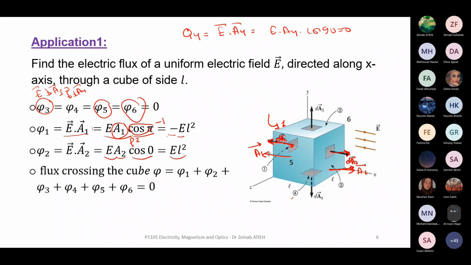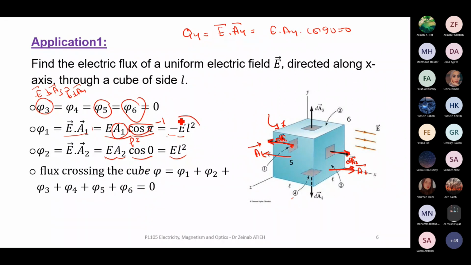Here in our case we get 0. Why do we get 0? Well, I will explain why in the coming slides, but I have to tell you something: lines of field were entering through surface 1, and the same amount of lines of field were leaving through surface 2.